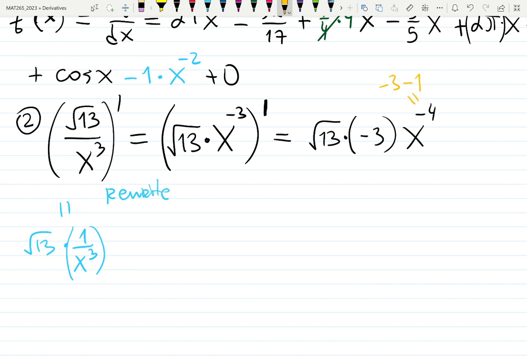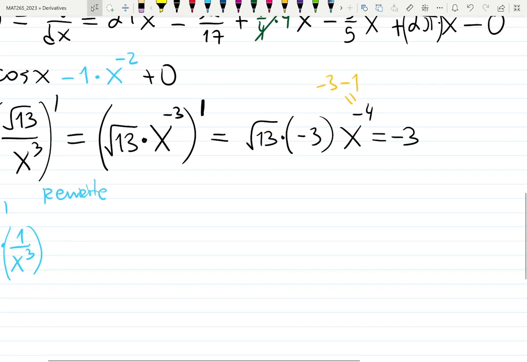So that's the answer. I would rewrite it beautifully, but you don't have to. Minus 3 root x to the minus 4.